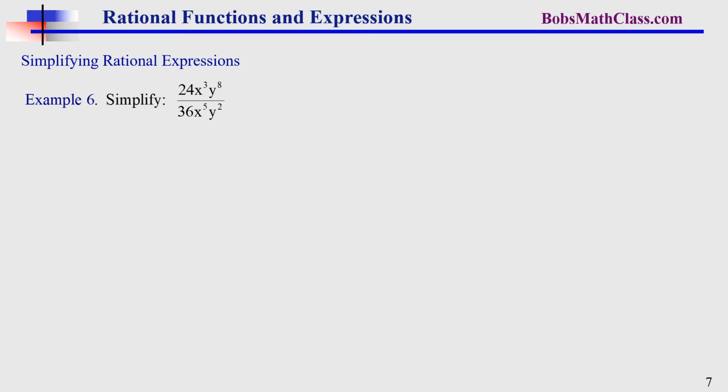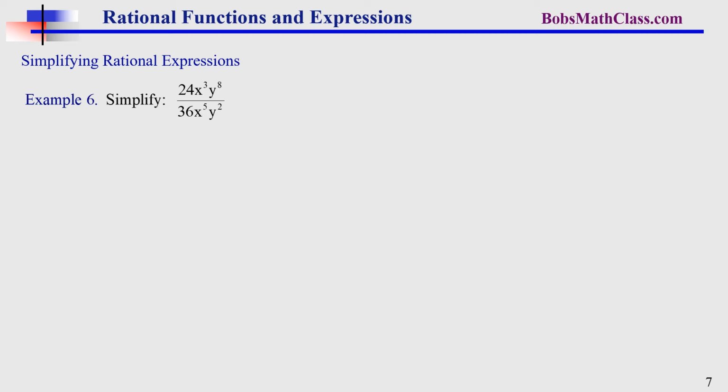All right, so we're done with domain now. Again, that was just domain of rational functions. Now we're going to talk about simplifying rational expressions. Here's example 6. We've done a problem like this previously with exponents. We didn't call it a rational expression, but it is. Rational just means it's a fraction. And this is a fraction.